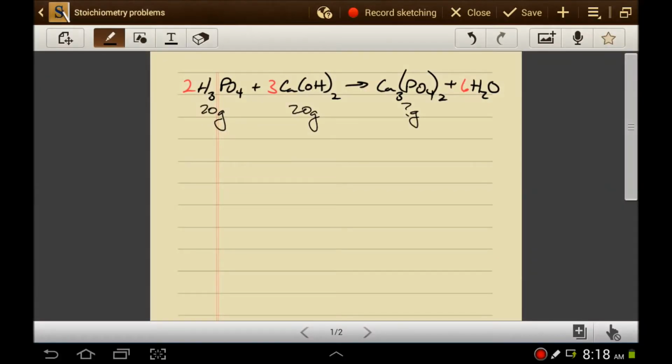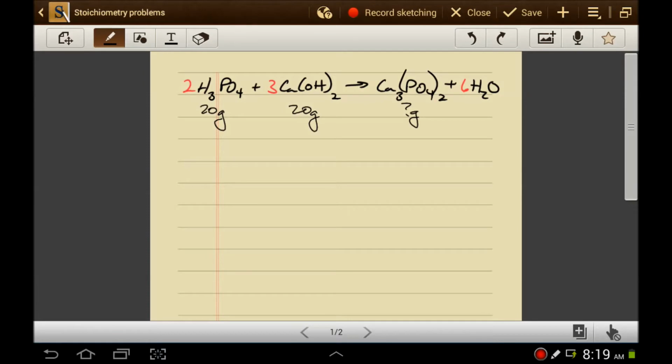Let's look at a different kind of stoichiometry problem. This one's a little bit more complicated. If I want to find the mass of calcium phosphate produced by reacting 20 grams of phosphoric acid with 20 grams of calcium hydroxide, how do I know which one to start with? Do I start with 20 grams of phosphoric acid, or do I start with 20 grams of calcium hydroxide?